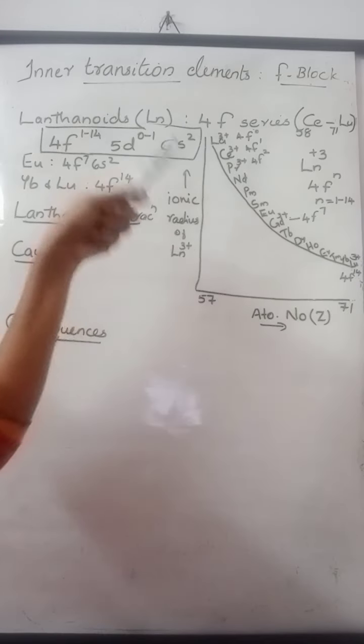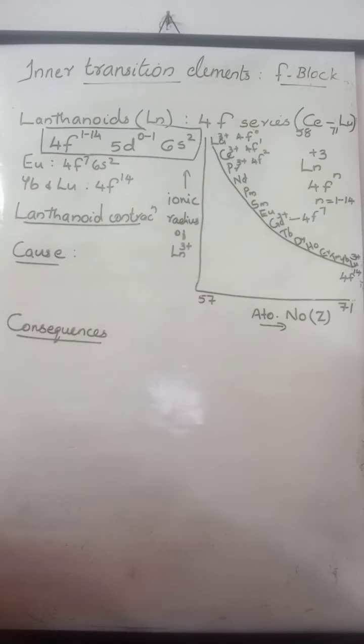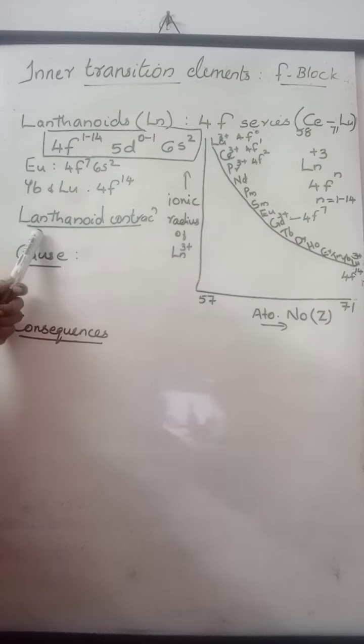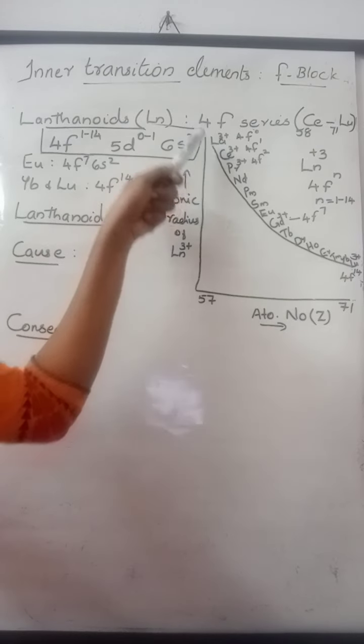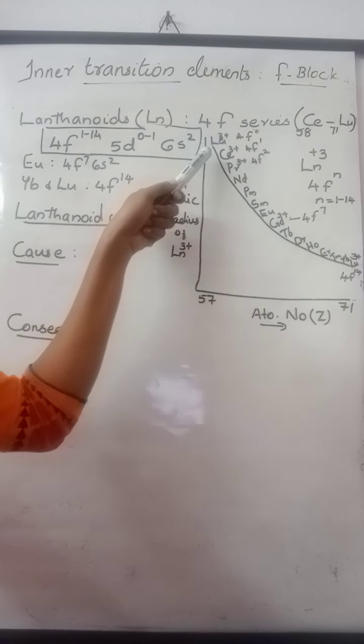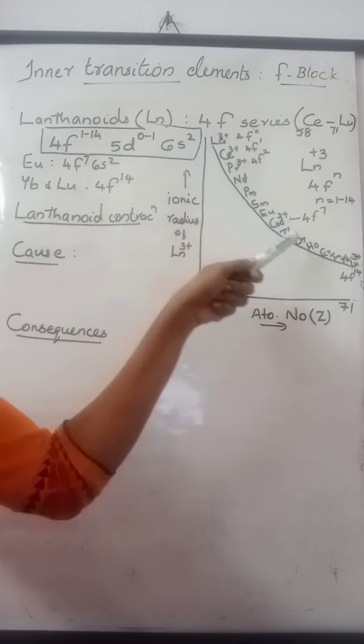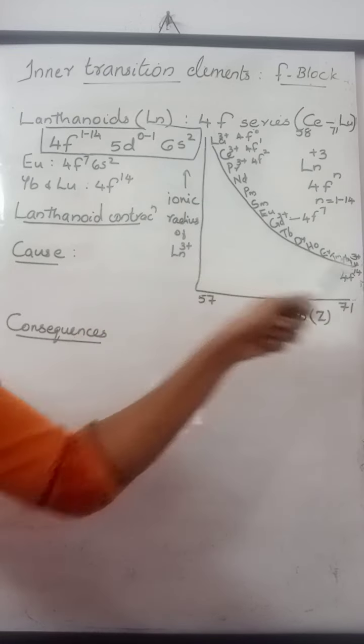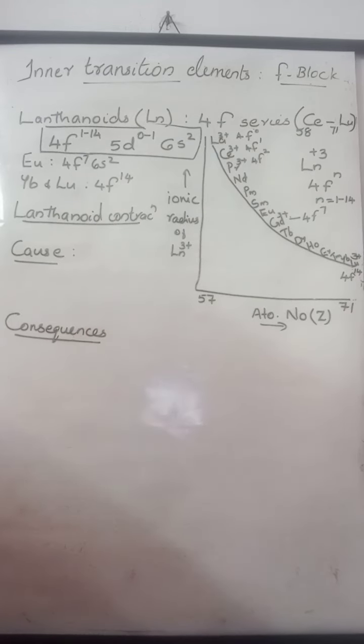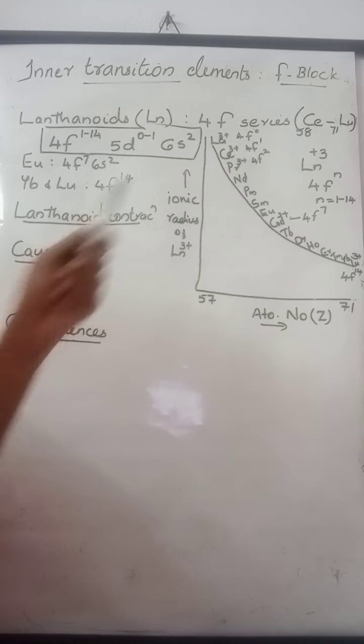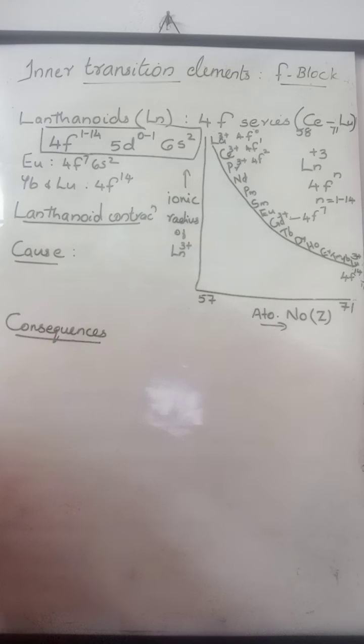This steady decrease in the atomic and ionic size of lanthanoids from lanthanum to lutetium is called lanthanoid contraction. What is lanthanoid contraction? A gradual decrease in the atomic and ionic size of lanthanoids from lanthanum to lutetium. Now, what is the cause of lanthanoid contraction? Why is there a steady decrease in the atomic and ionic size?